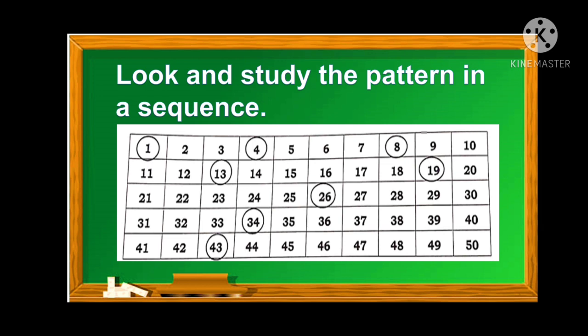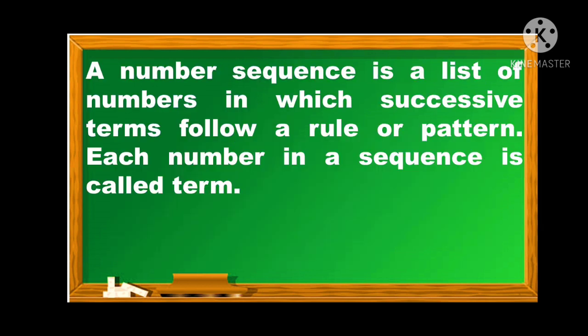Okay, very good. The encircled numbers in the sequence are 1, 4, 8, 13, 19, 26, 34, and 43. Okay, this is a number sequence. A number sequence is a list of numbers in which successive terms follow a rule or pattern. Each number in a sequence is called a term.